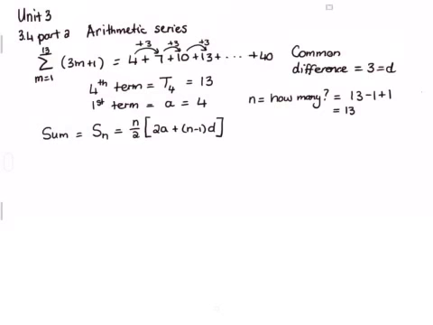So in this case, we said there are 13. So it would be 13 over 2 times 2a, a is 4, plus n is 13. Please do this bit in your head. 13 minus 1 is 12. Times your d was a 3, right? So obviously you can just put that in your calculator again. But remember to put in the brackets as they are, and then you see the answer is 286. So it's much faster than having to add all those numbers one by one.